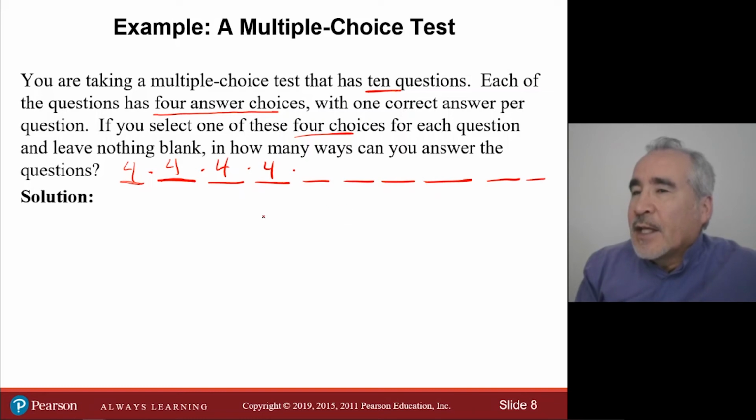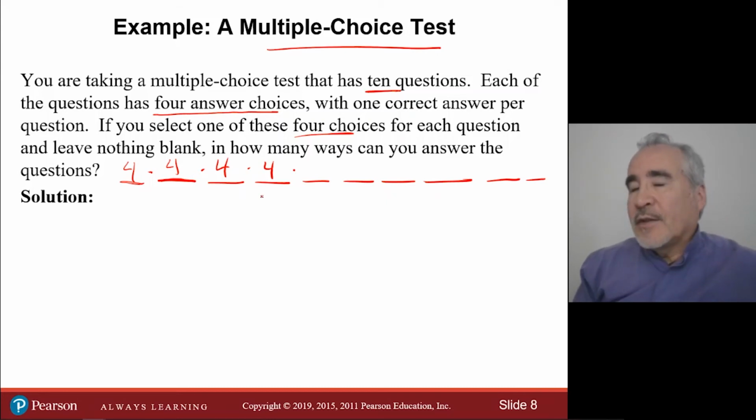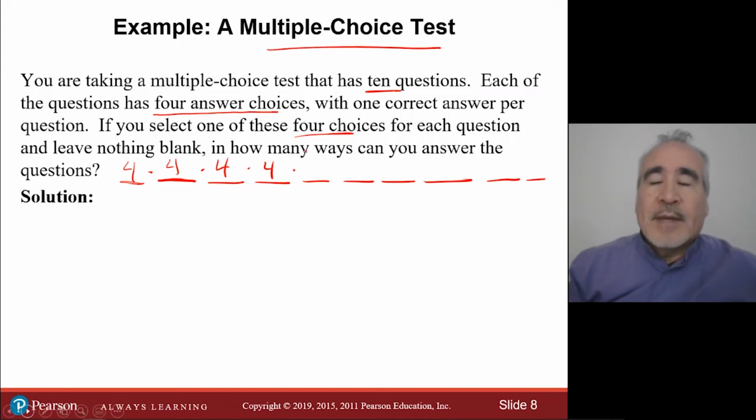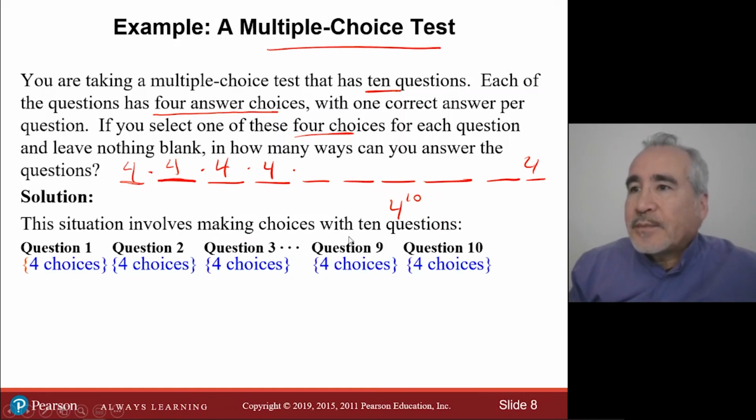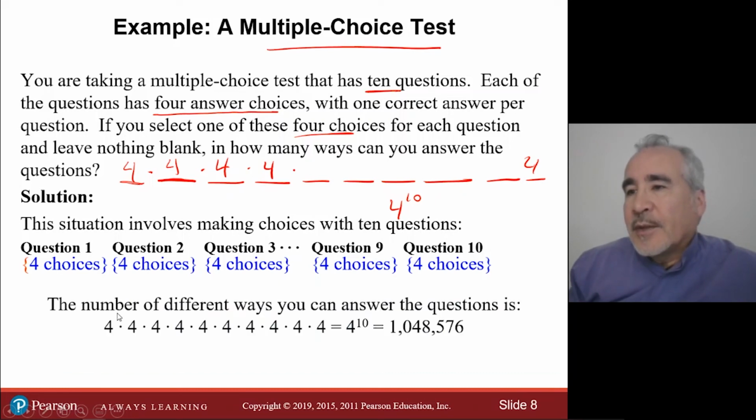So when you've got multiple decisions to make, and each of those decisions is really the same, but might be different, right? Because this is question 1, 2, 3, 4, and so forth. You're just going to multiply by 4 10 times. So that's 4 to the 10th power. Notice question 1, 2, 3, they didn't put all of them down, but you've got 4 choices for all of them. So that's 4 to the 10th power.